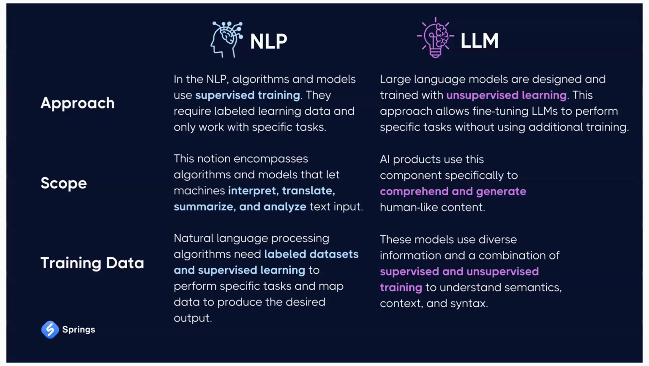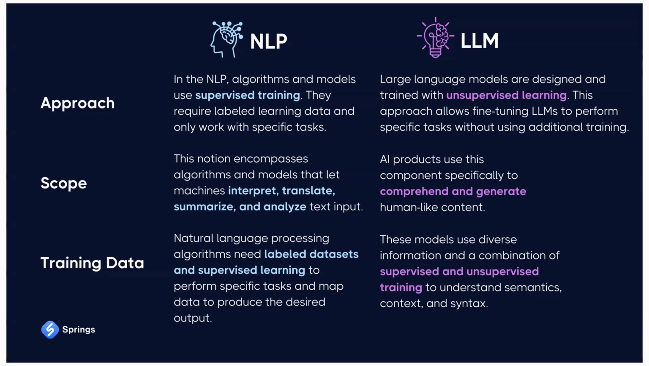In the NLP approaches, the algorithms and models were used in supervised training. They required labeled training data and only worked with specific tasks, right? When it comes to the approach in LLMs, large models are designed and trained with unsupervised data. We know supervised and unsupervised learning: supervised deals with labeled data, unsupervised deals with unlabeled data, right? So the approach is fine-tuning the LLM to perform specific tasks without using additional training, right?